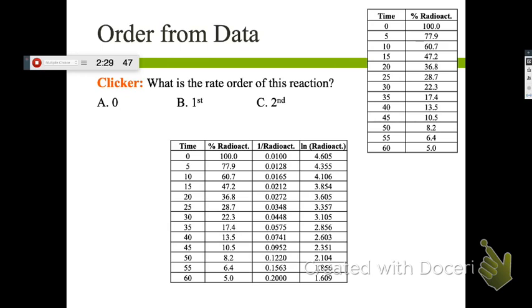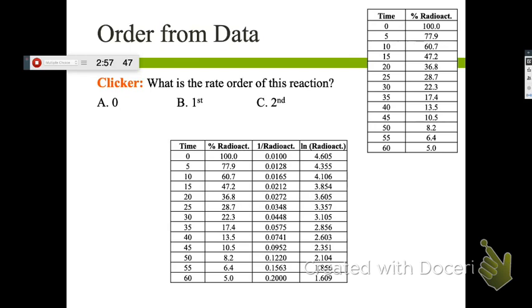So I saw a number of people were utilizing their resources and even going one step further and looking at the graphs. To answer this question, I want you to be able to use both graphical data or using just the table itself. If we're using just the table itself and not looking at the graphical representations right below it, how do we determine what the rate order is for this reaction?